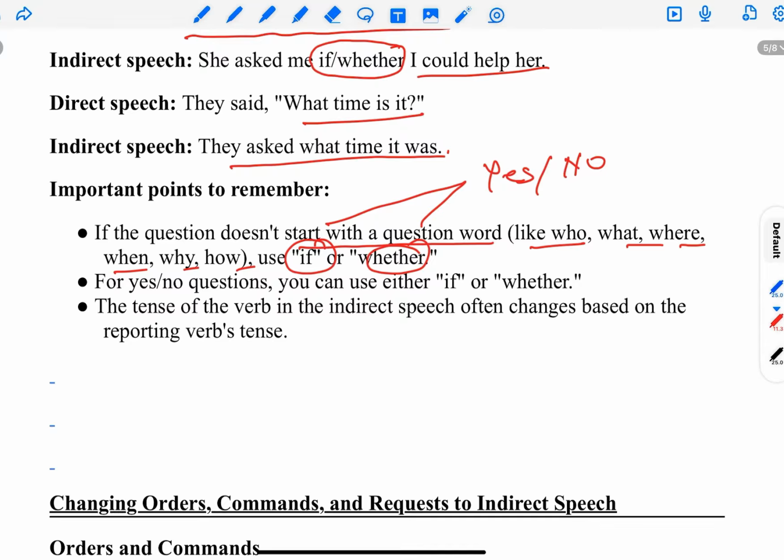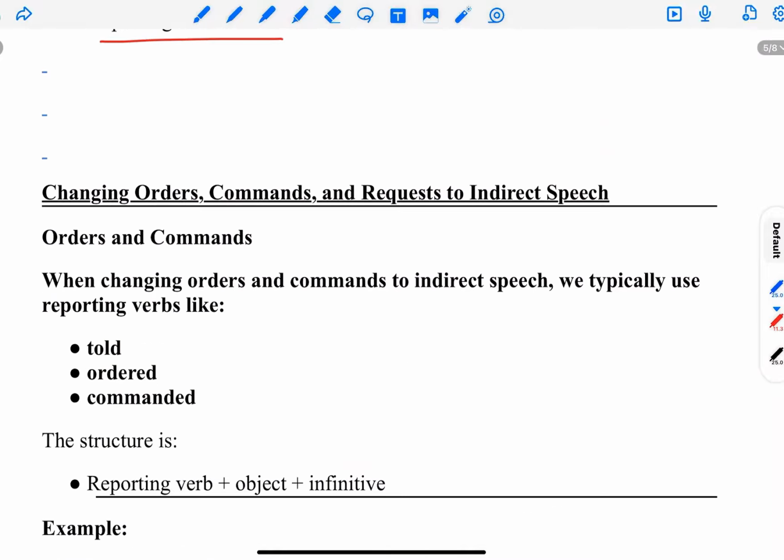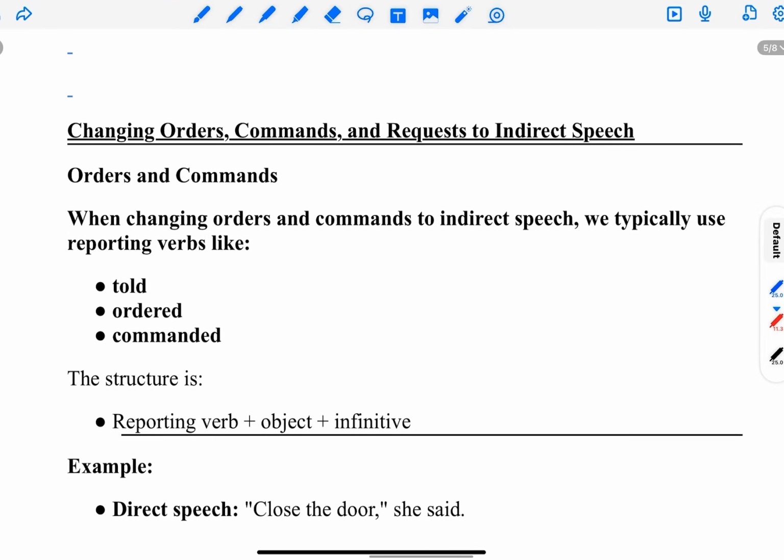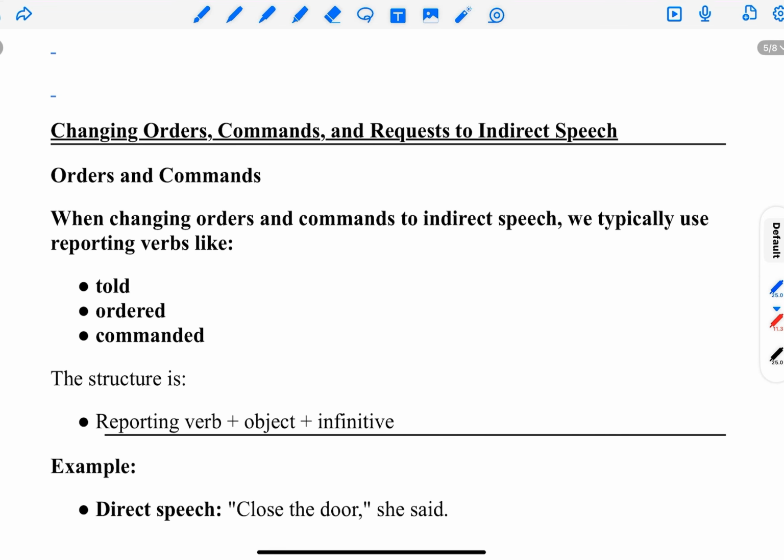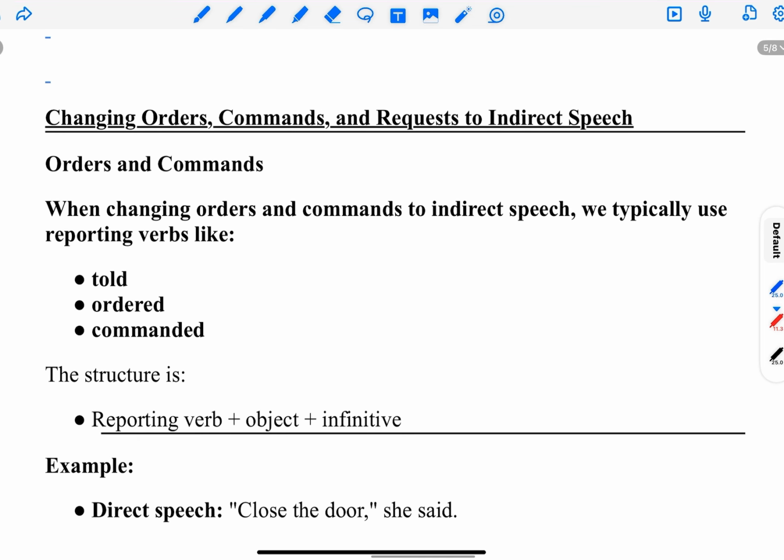We will not use if or whether in WH questions. For yes-no questions, you can use either if or whether. This is very, very important. The tense of the word in indirect speech often changes based on the reporting word tense. So the rule of change of tense will be the same for all types of sentences.